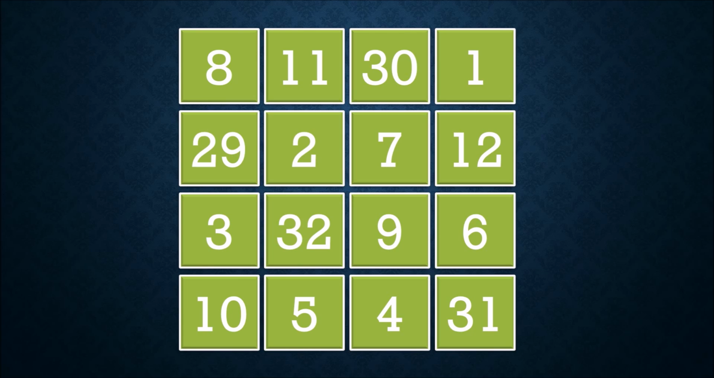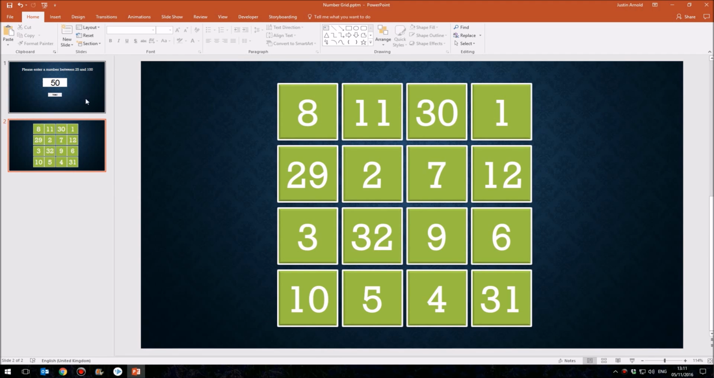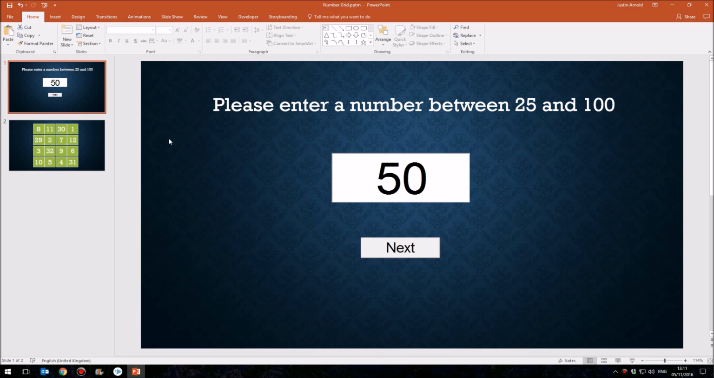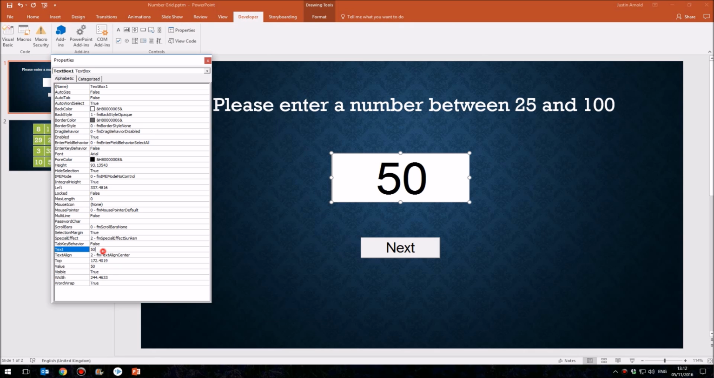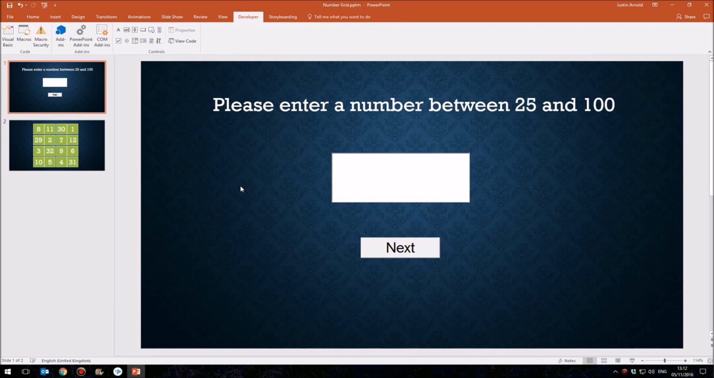Fantastic. Now, there is of course a problem with this. First of all, let me just point out, when you have done this, you'll see that the number the user entered is included in this text box. If you just want to quickly get rid of that, you can go back to developer, click on properties and change the value of text just to remove that. But there are 2 other things that we can do.